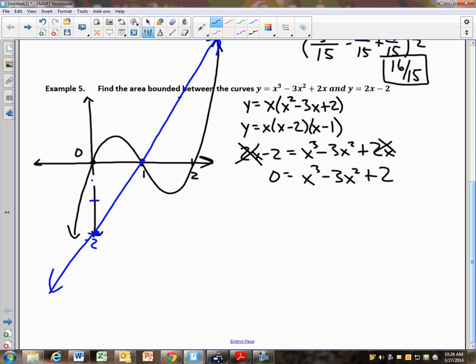How many places does this intersect? 3. What's one of them that you know? You know 1. Look, if you plug in 1, what do you get? 0. So we can reduce this down to a smaller polynomial by simply plugging in 1. Synthetic division.